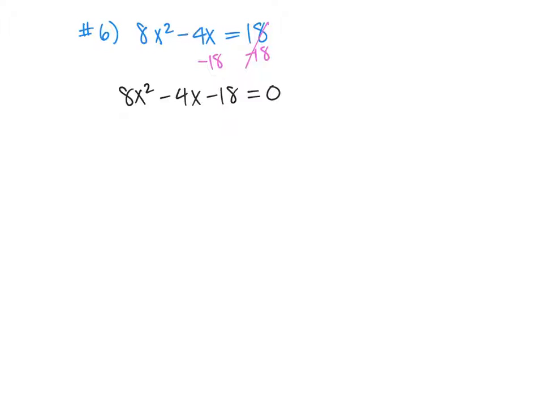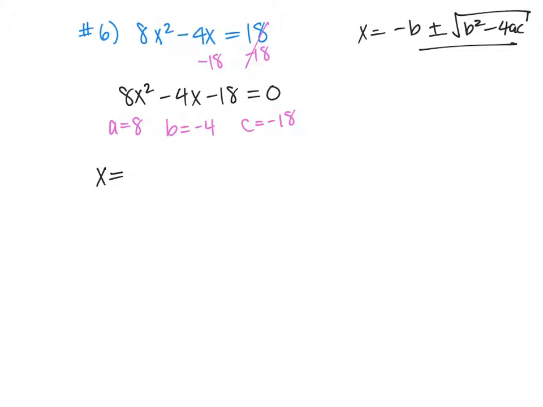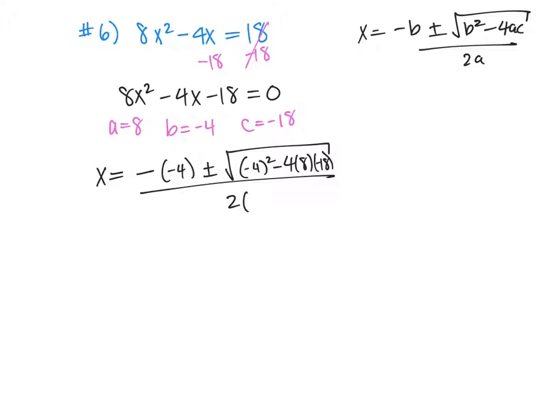So my a here looks like it's 8. My b here looks like it's negative 4, and c is negative 18. So using that formula here, I need to plug in. Let me rewrite that formula here. You don't have to rewrite the formula. I just like to write it so that way I can see it as I'm plugging it in. So I have negative b, which is negative 4, plus or minus the square root of b squared, so that's going to be negative 4 squared, minus 4ac, so 8 times negative 18, over 2 times a, which is 8.